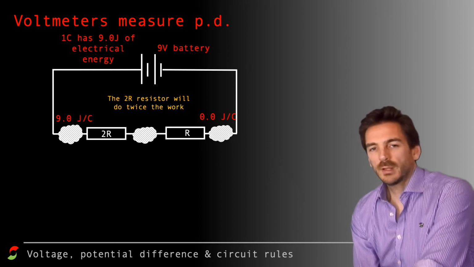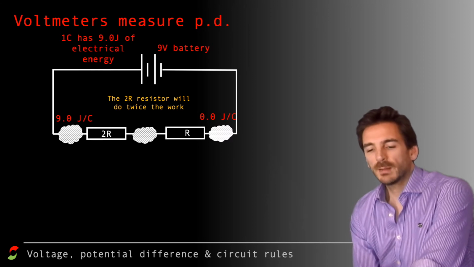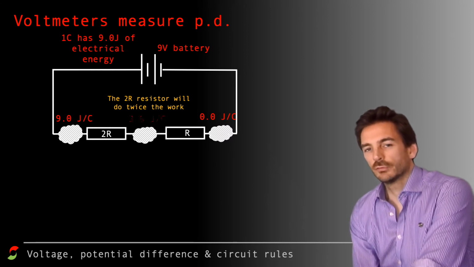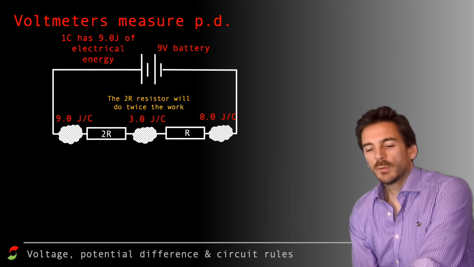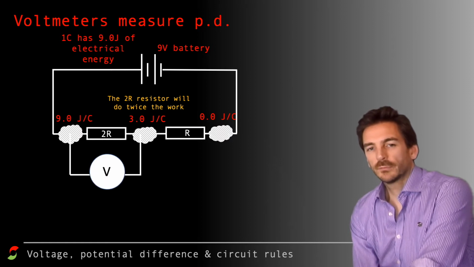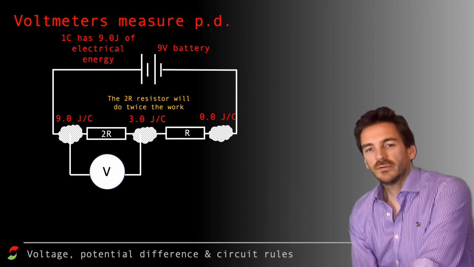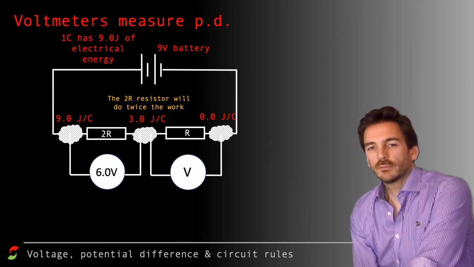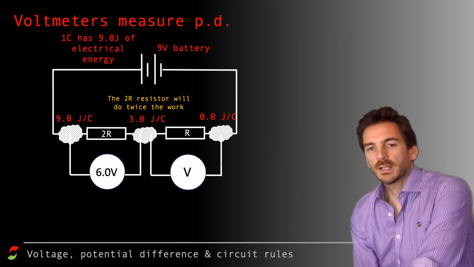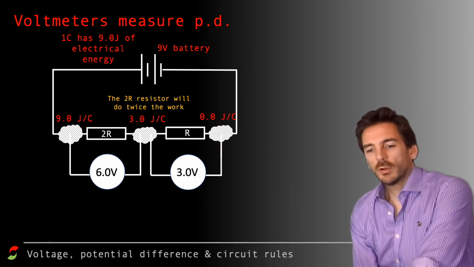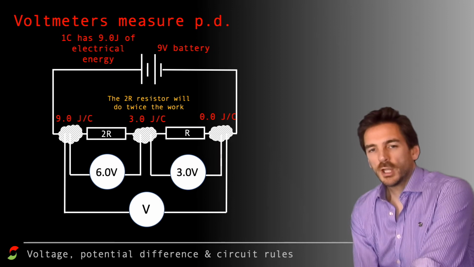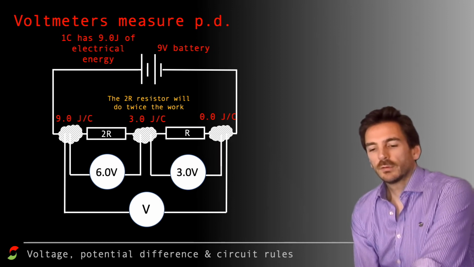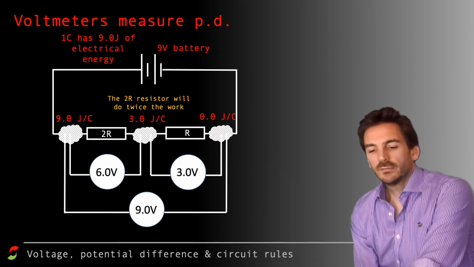So if it does twice the amount of work, that means that it's going to have 3 joules of electrical energy. We put a voltmeter across there. The difference between 9 and 3 is 6 volts. And if we look at the second point, the difference between those 2 points, between 3 and 0, is 3 volts. And then if we put a third voltmeter in there between the 9 volt position and the 0 volt position, the difference in potential there is 9 volts.